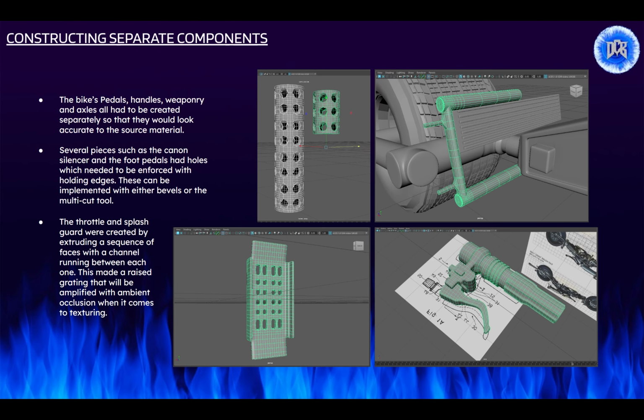The bike's pedals, handles, weaponry, and axles all had to be created separately so that they would look accurate to the source material. Several pieces such as the cannon silencer and the foot pedals had holes which needed to be reinforced with holding edges. These can be implemented with either bevels or the multi-cut tool. The throttle and splash guard were created by extruding a sequence of faces with a channel running between each one. This made a raised grating that would be amplified with ambient occlusion when it comes to texturing.